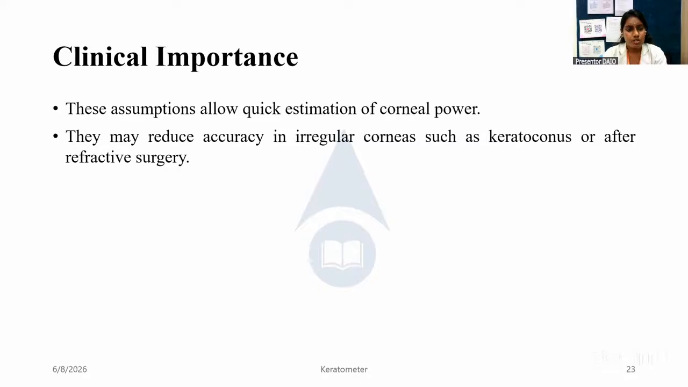Clinical importance. These assumptions allow quick estimation of corneal power. It may reduce accuracy in irregular corneas such as keratoconus or after refractive surgeries.